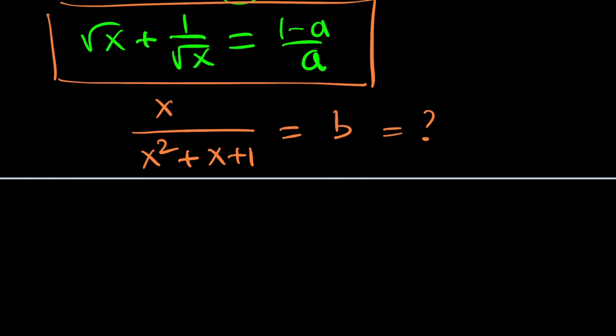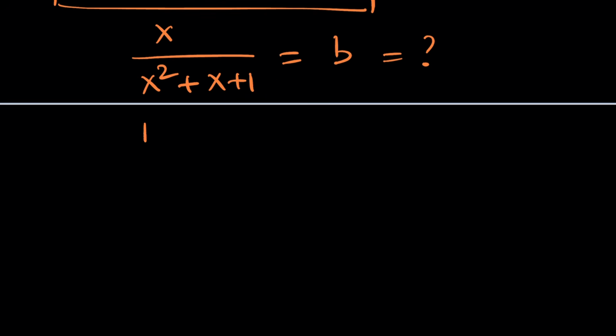Why? Because we have an x here. So divide by x, you're going to get 1. This is going to turn into an x, this is going to turn into a 1, and this is going to turn into 1 over x. And b is unchanged. Beautiful.